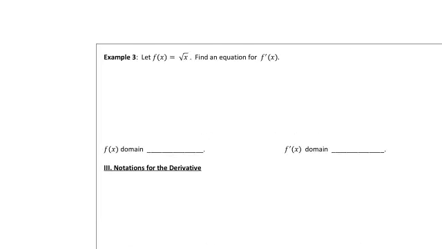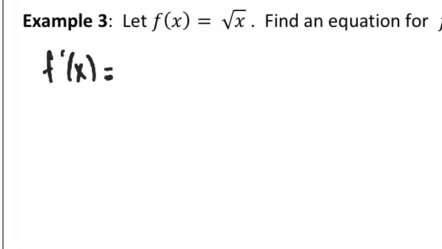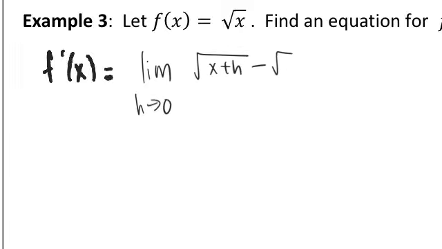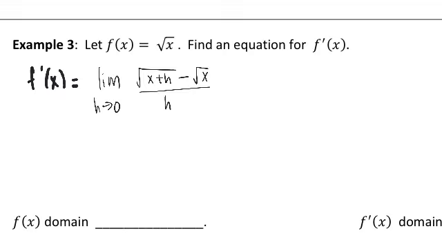Yeah, let's take a look at this one. F of x is equal to the square root of x. Let's find f prime of x. So again, f prime of x, we're using that first definition, the limit as h goes to 0 of f of x plus h minus f of x over h, okay? So at this stage, if you put in 0, you're going to get 0 over 0. So we need to do some algebra, and the algebra that seems to be the one we would do here is rationalizing.